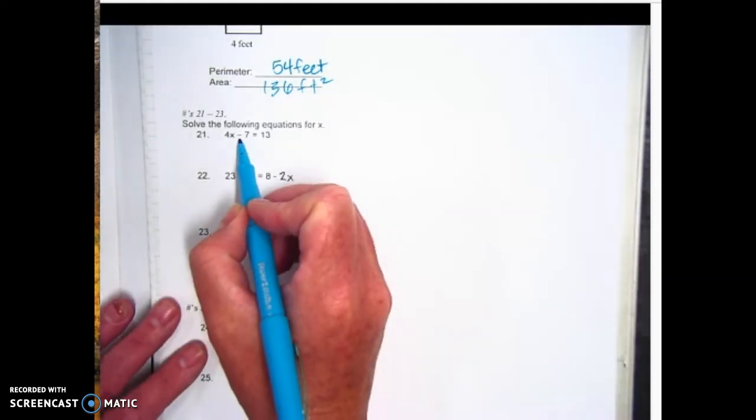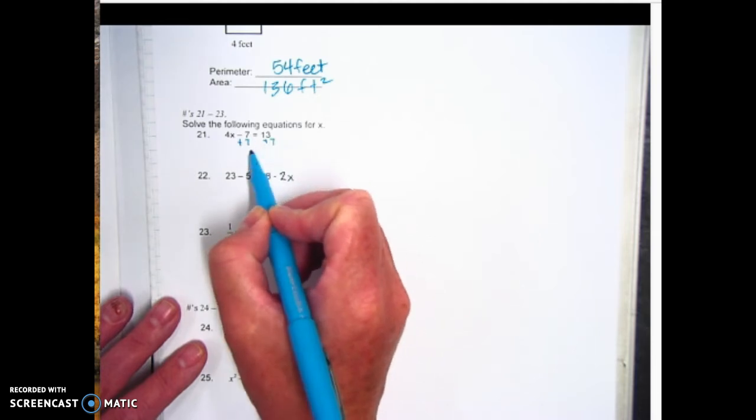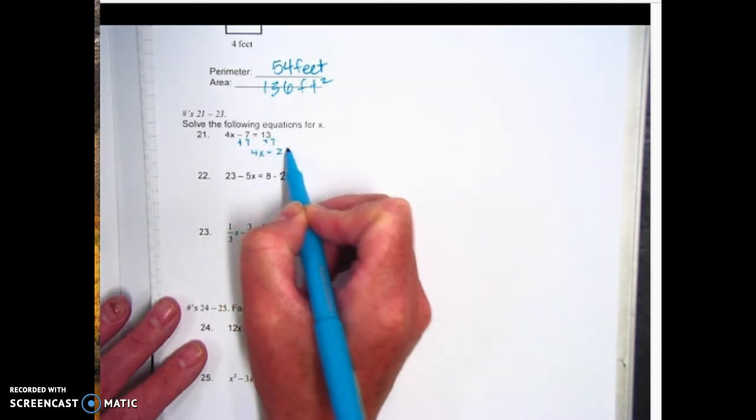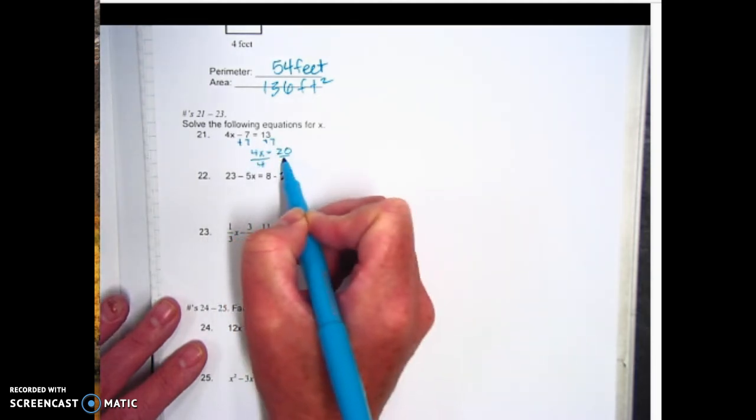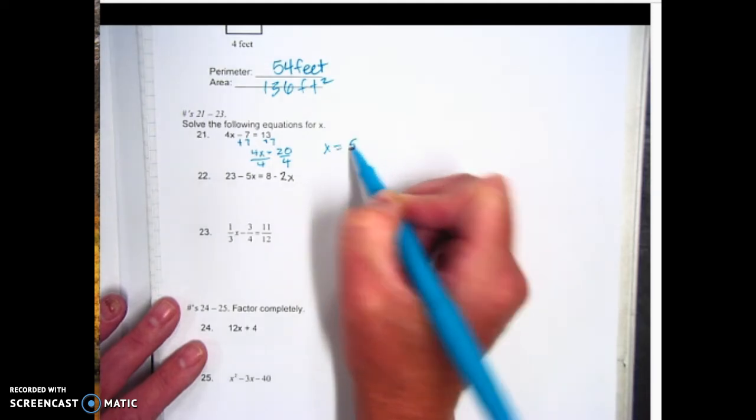Jumping down to numbers 21 through 23, we got some pre-algebra for you. If we take this equation and we add 7 to both sides, we're going to have 4x equals 20. Divide both sides by 4, so x is equal to 5.